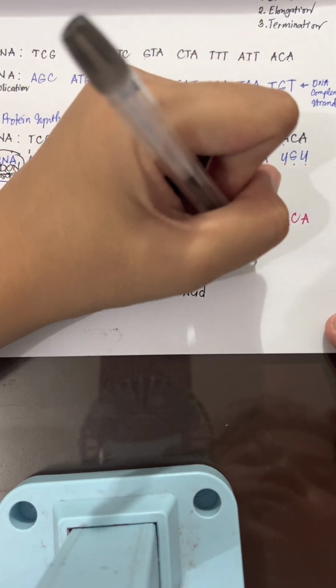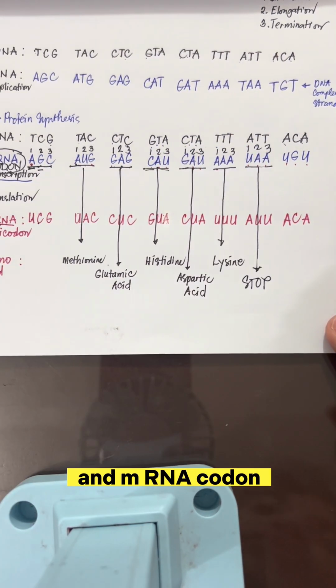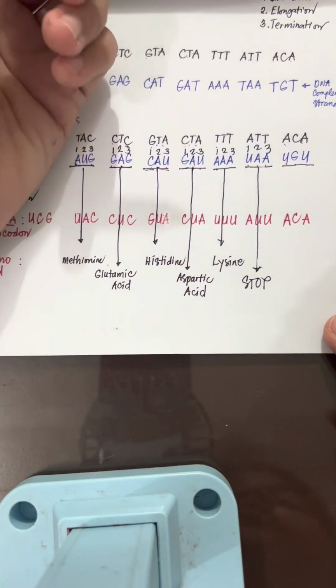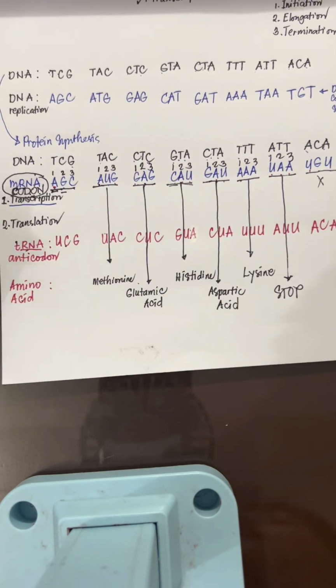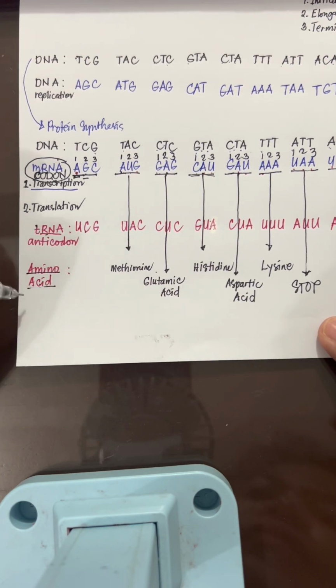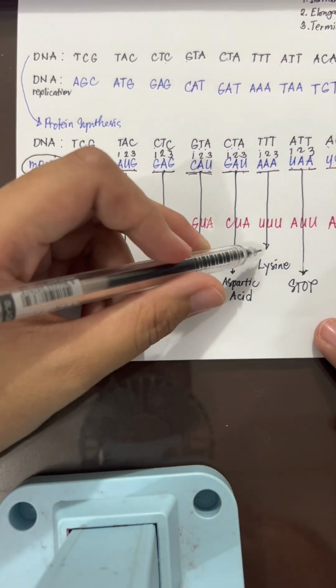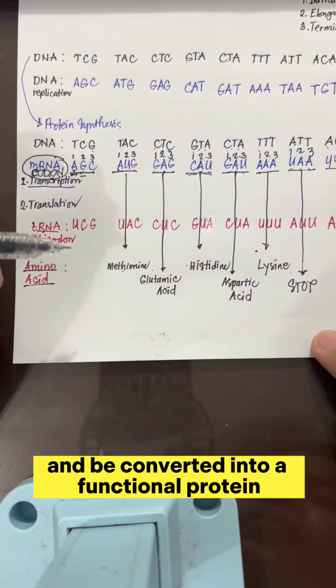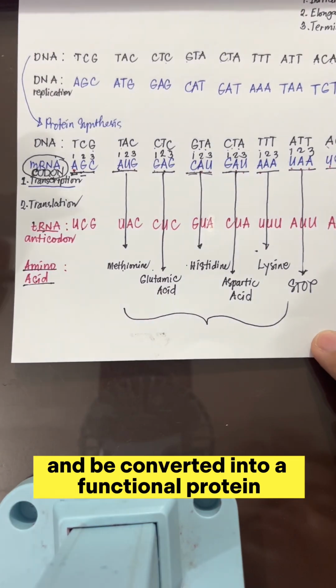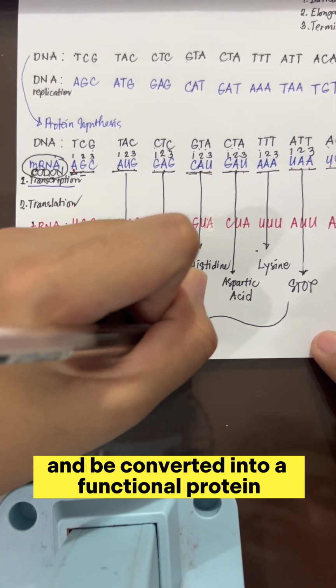Once we reach an mRNA codon that is a stop codon, it signals for the termination of the polypeptide sequence. The polypeptide will now be released into the cytoplasm and be converted into a functional protein.